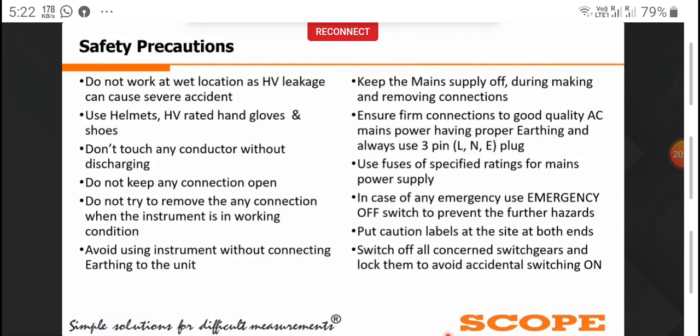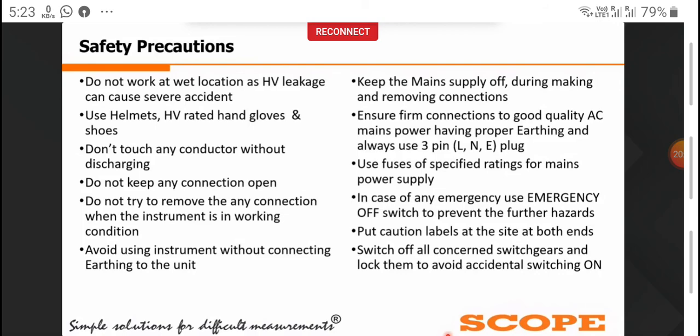After that, always use the specified ratings of mains power supply fuses, because if we use other than the specified ratings, extra current might get into the supply and it might damage the instrument. So always use specified rating fuses. In case of emergency, always use the emergency stop provided on the instrument first to prevent further hazards. Always put caution labels whenever we are doing cable fault location.